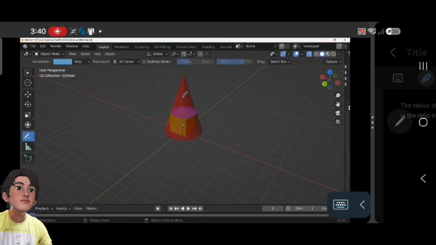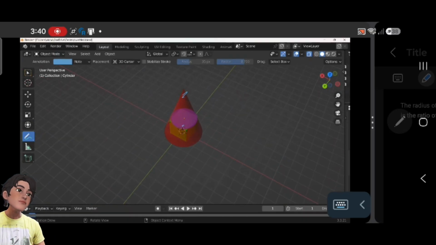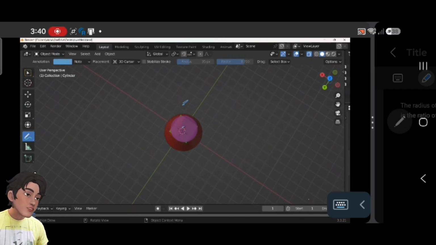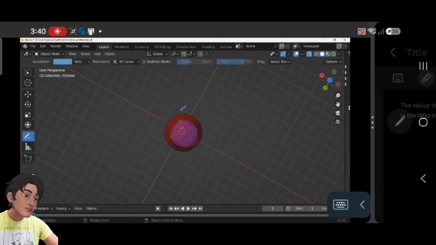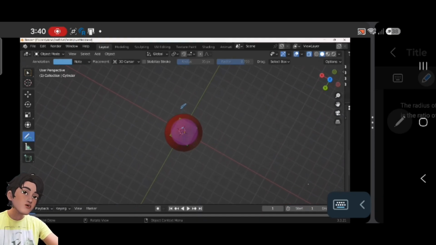Now let's view it from a different angle. Viewing it from the top, we can see that the four vertices of the cube touching the surface of the cone form a circle, as I had marked with a purple circle here.